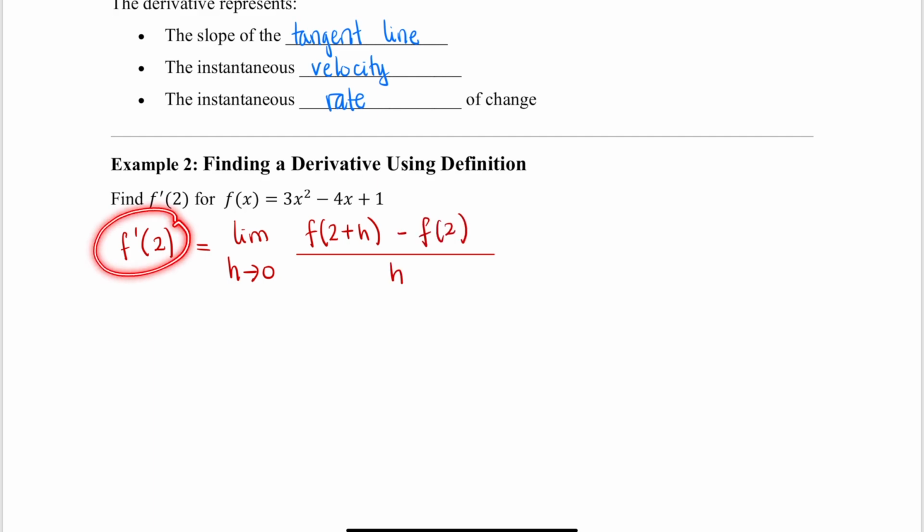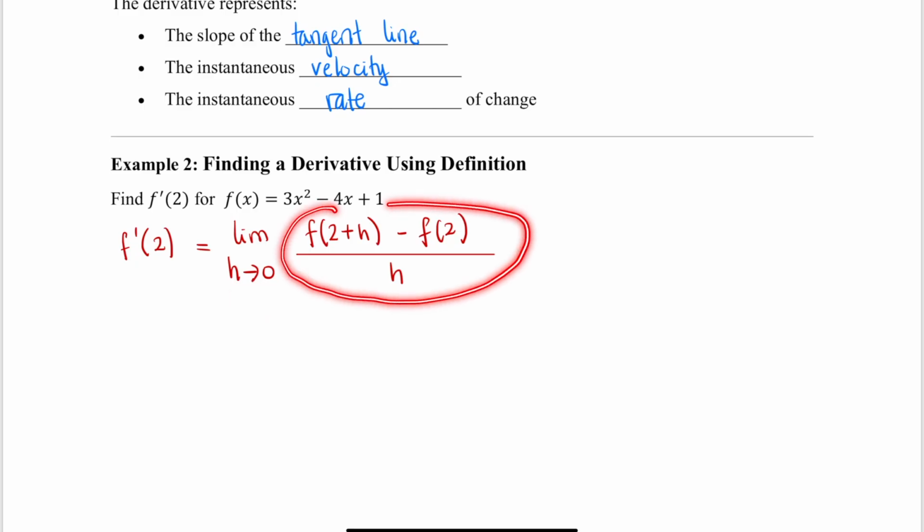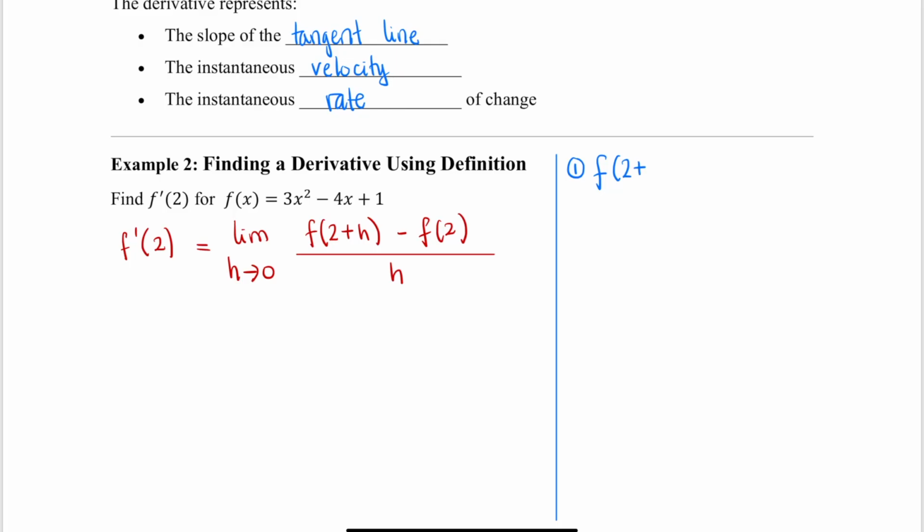f prime of 2 equals the limit as h approaches 0 of f of 2 plus h minus f of 2 all over h. I will compute f of 2 plus h and f of 2 on the side and then plug it back into this formula. To find f of 2 plus h, we substitute 2 plus h into the function. We'll have 3 times 2 plus h squared minus 4 times 2 plus h plus 1.